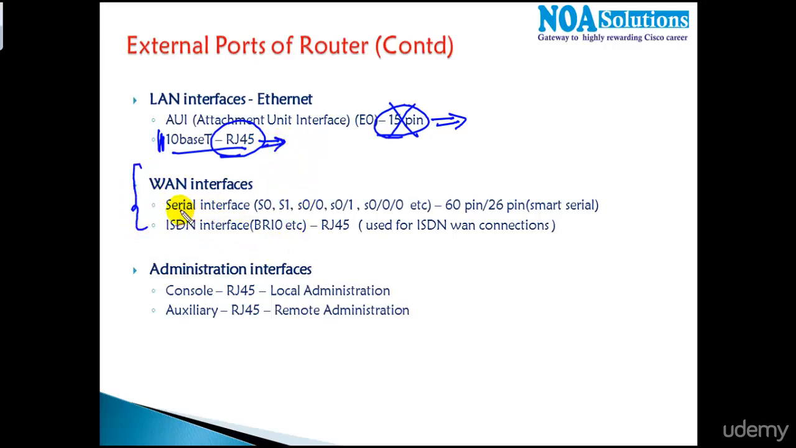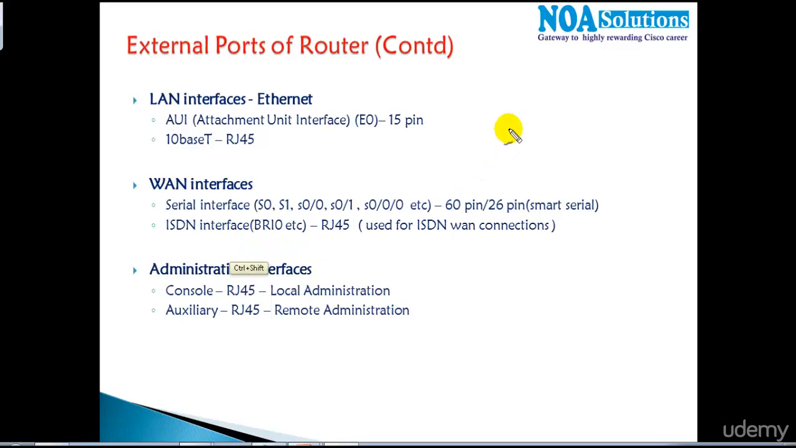And when you talk about WAN interfaces, most of the WAN interfaces you will have are serial interfaces. You have different numbering, serial 0, serial 1, serial 0/0. I'll get into more on this numbering in the next sections when we do the connectivity. And you have two kinds of serial connectors: we have 60 pin or 26 pin connectors.